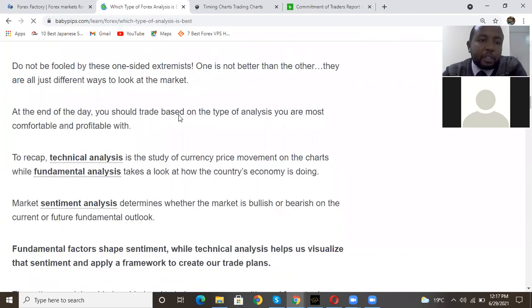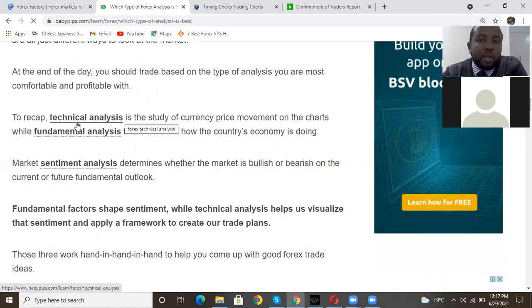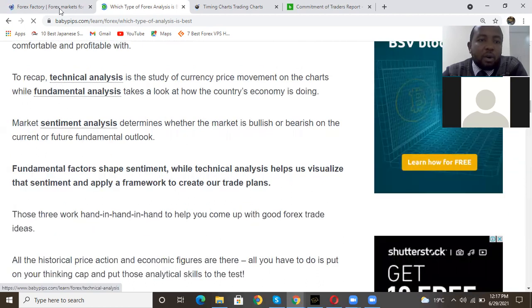So at the end of the day, you should trade based on the type of analysis you are most comfortable and profitable with. So this is one of the most important things. So I won't tell you to use technical or fundamental or sentiment, but me, I combine most or all three. To recap, technical is a study of price movement on the charts. Fundamental is how the economy is doing, reports, all these NFP.